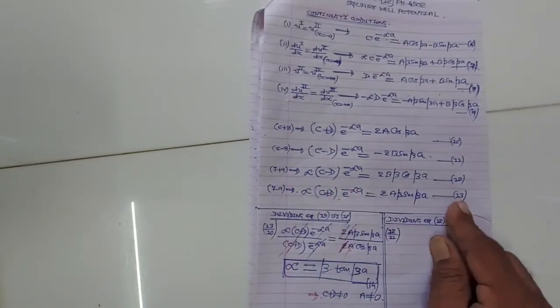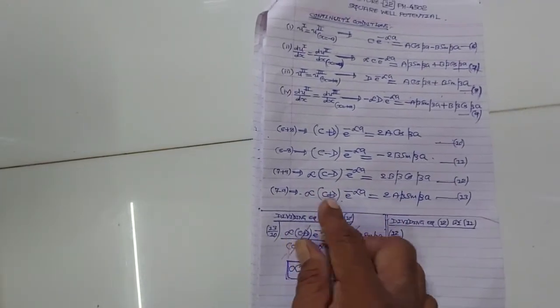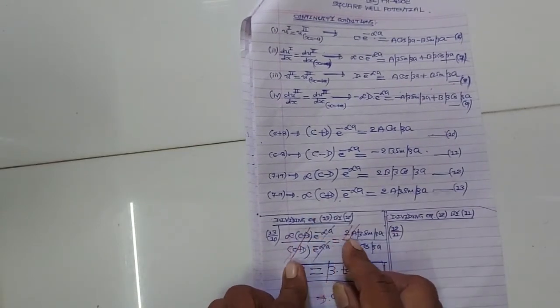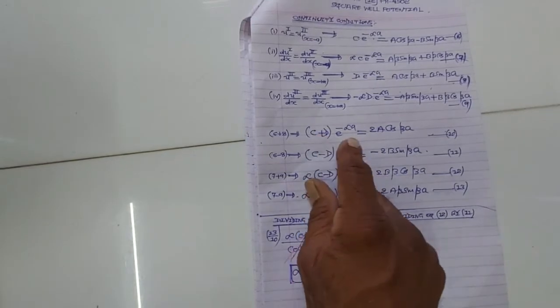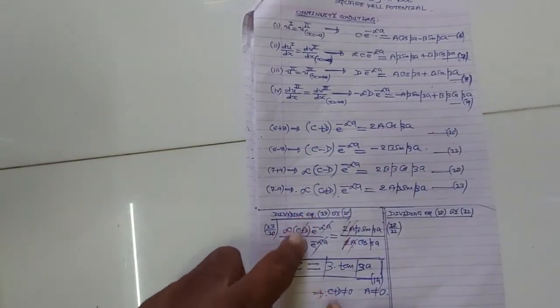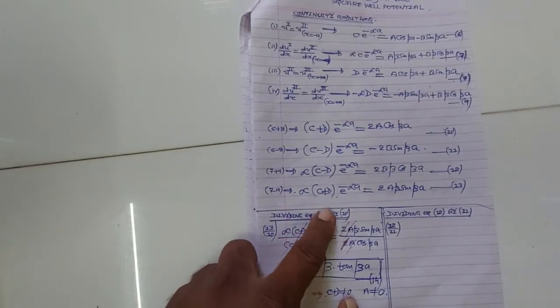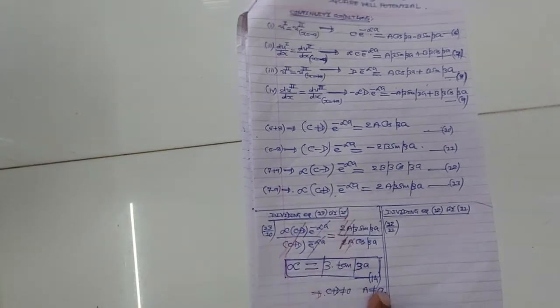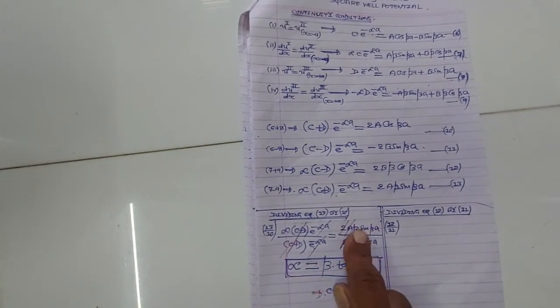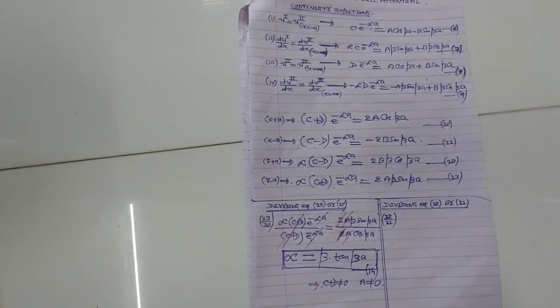If you take equation 13 upon equation 10, alpha into c plus d e raised to minus alpha is equal to 2a beta sin beta divided by c plus d e raised to minus alpha 2a cos beta. If c plus d is not equal to 0, then c plus d is cancelled. e raised to minus alpha is not equal to 0, so it will cancel. 2 is not equal to 0, so it will cancel. a is not equal to 0, so a will also cancel. So we get alpha is equal to beta, and sin beta upon cos beta is tan beta. So alpha is equal to beta tan beta is one type of solution.